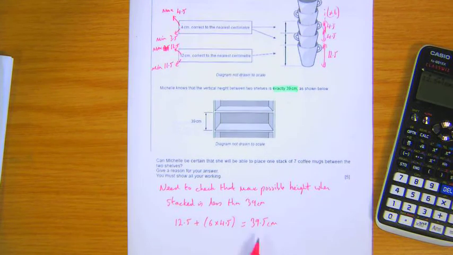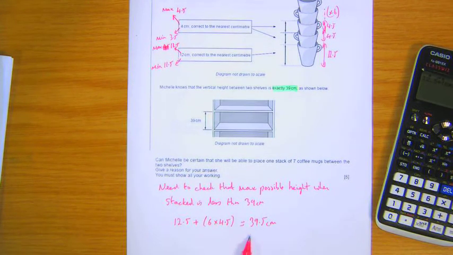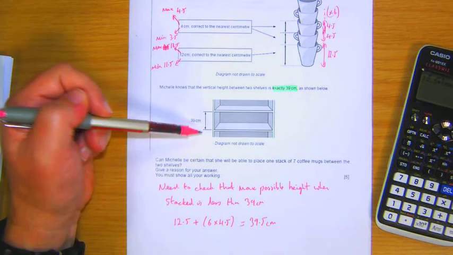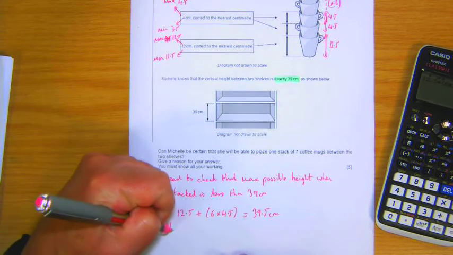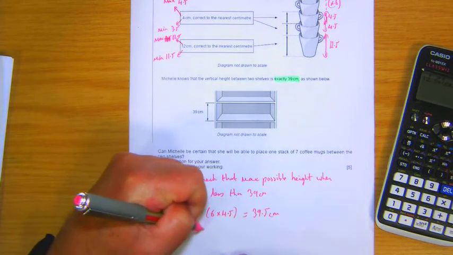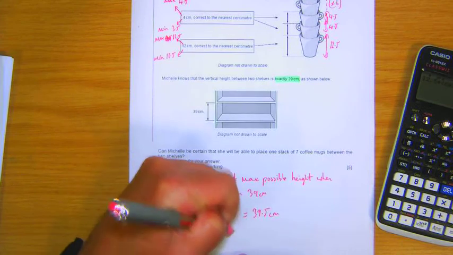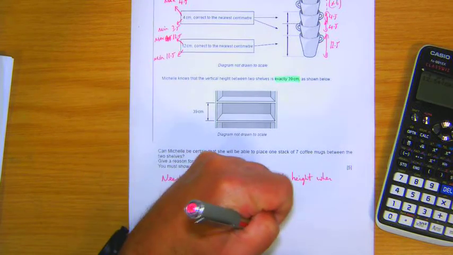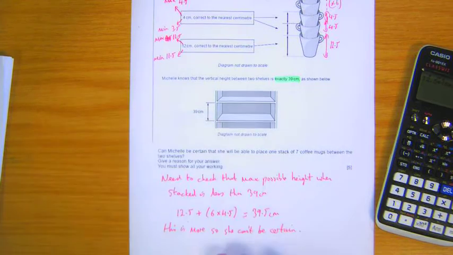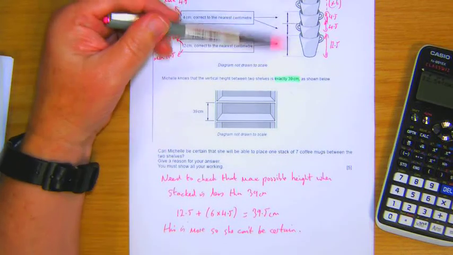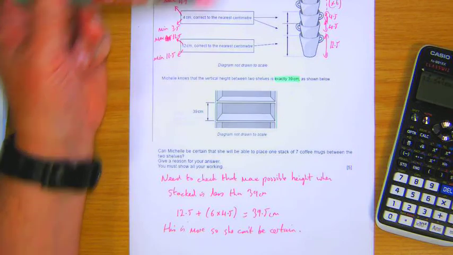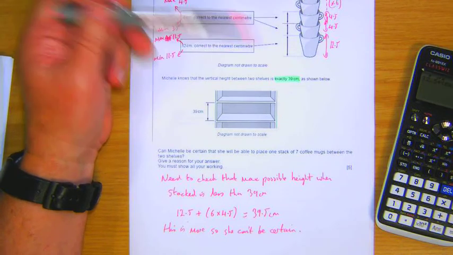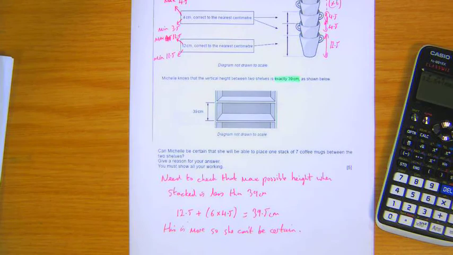So it's possible that those mugs are going to be greater than the gap between the shelves. This is more, so she can't be certain. We're not saying that it can't happen, because they could all be at their minimum, in which case they might fit, or a combination of the two. But if it happens that they're all at 12.5, then it's not going to fit.